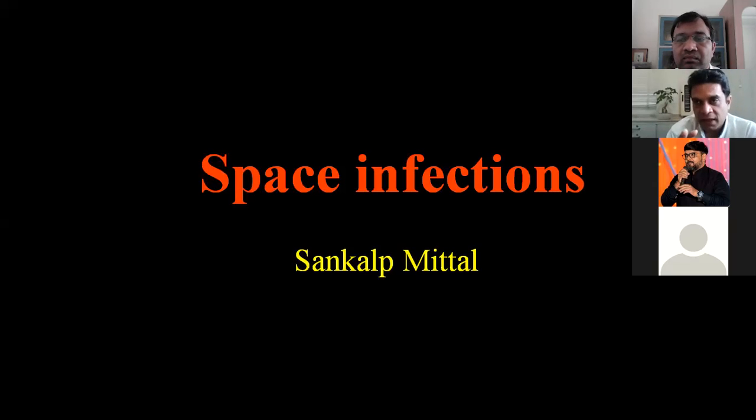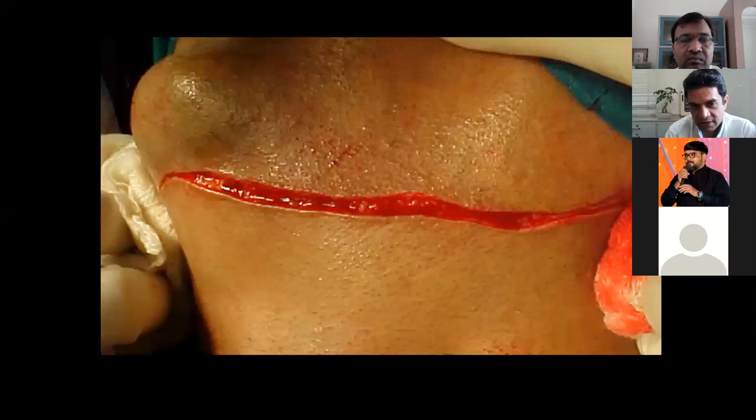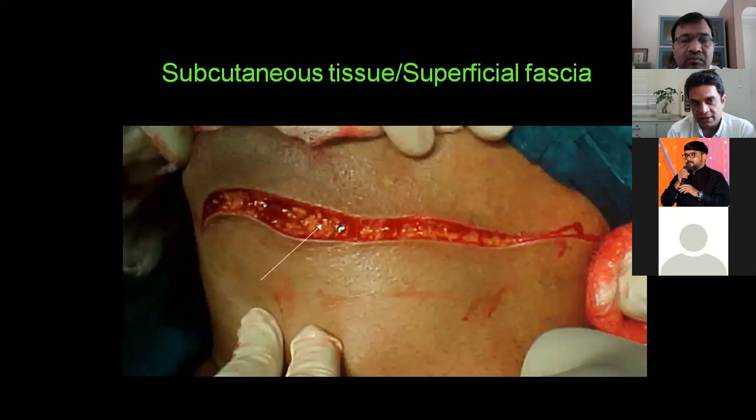So I will begin my presentation with a few slides on the anatomy of these spaces, so that you can have a mental picture of what exactly is there. These pictures I have taken during a neck dissection. When we give an incision in the skin, just beneath the skin there are no empty spaces. There is a fatty tissue layer, which we call subcutaneous tissue, or the superficial fascia.